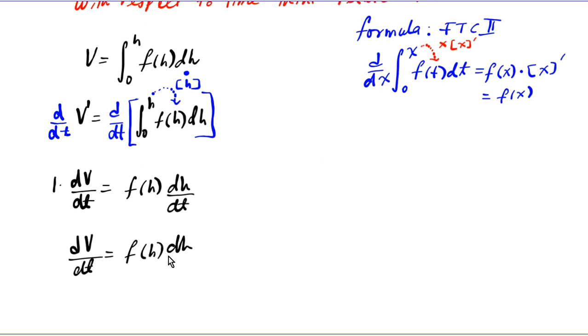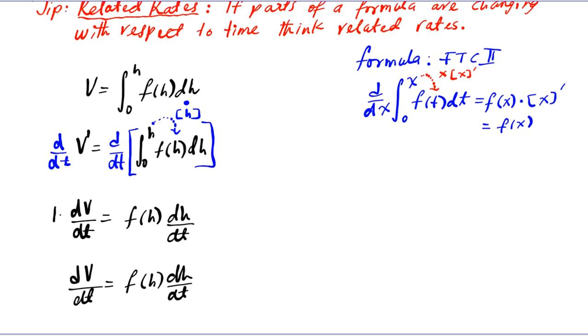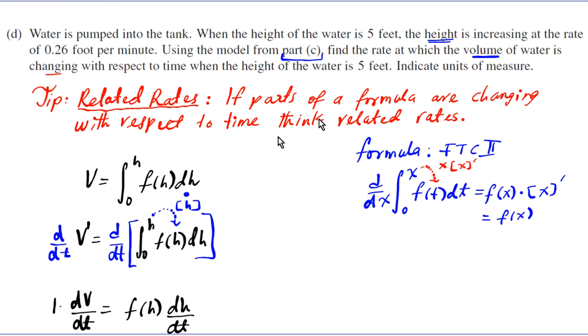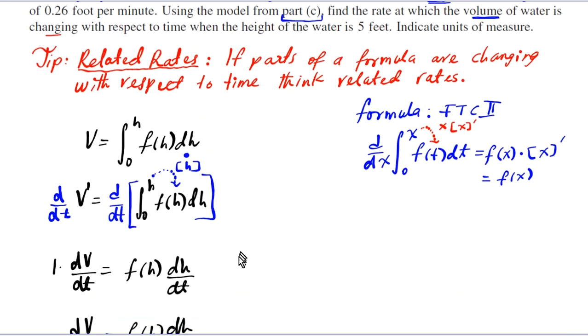Now that we've differentiated the formula, let's now convert this into a simple algebra problem. We do that by writing down what you know and what you need, plug them in, and solve for what you need. Okay, so dv dt, the change in volume with respect to time. It says find the rate at which the volume is changing with respect to time. What does that tell us? dv dt is an unknown. We don't know what that is.